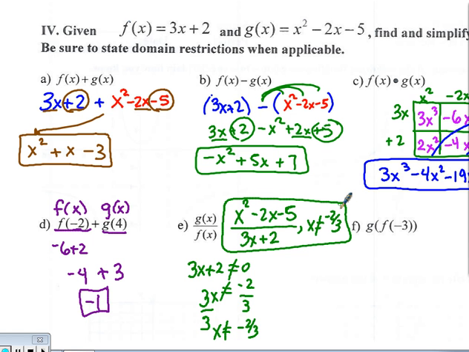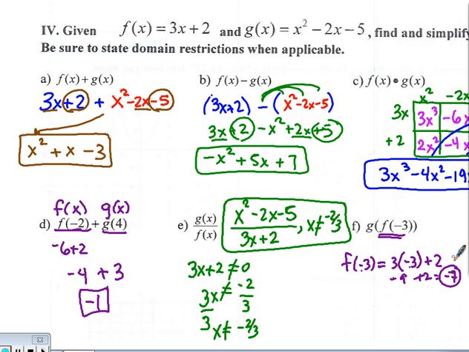Okay? The last one is saying first evaluate f of negative 3. So let's plug in negative 3. Use our f function up there, which is 3 times negative 3 plus 2. So everywhere I saw an x, I plugged in a negative 3. All right, so we have negative 9 plus 2 is negative 7. So I just found that f of negative 3 is negative 7.